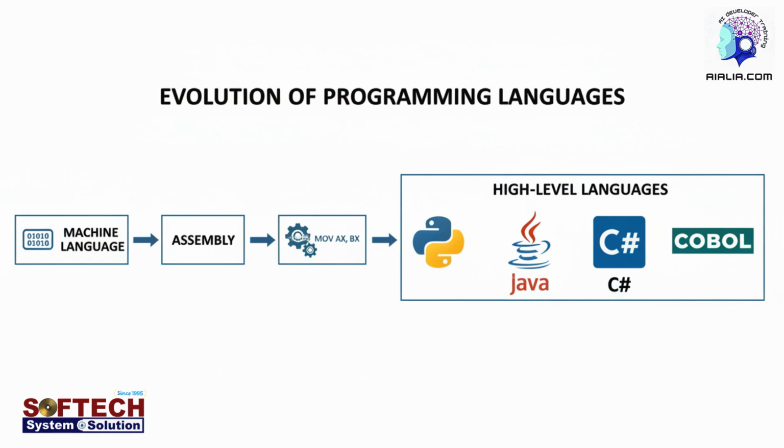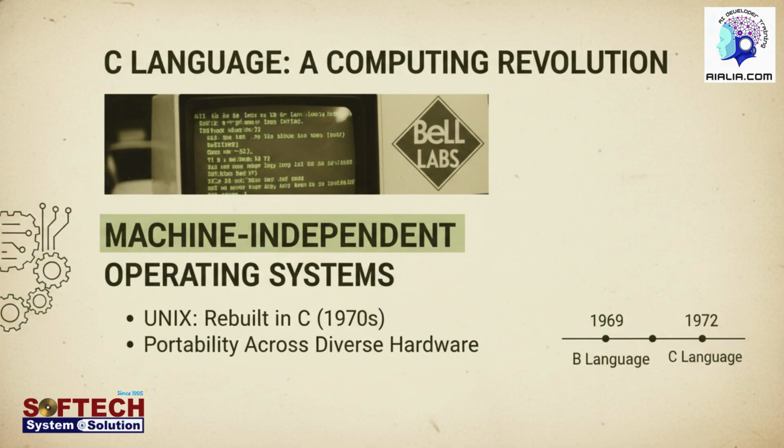Examples include Fortran, Pascal, Python, Java, C#. However, historically, high-level languages were used mainly for application software. Operating systems, which are system software, were still written in machine language. That created a major limitation.